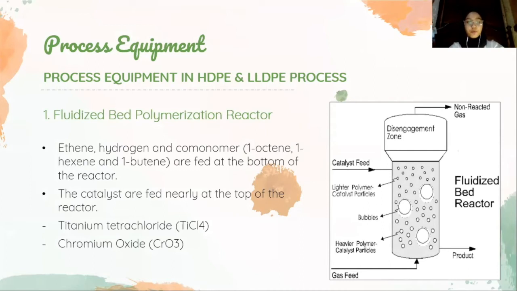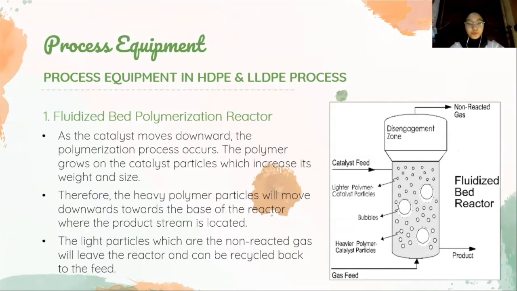In the fluidized bed polymerization reactor, the ethane, hydrogen, and comonomers such as 1-octene, 1-hexene, and 1-butene are fed at the bottom of the reactor. The catalysts are fed near the top of the reactor and usually use titanium tetrachloride and chromium oxide. As the catalyst moves downwards, the polymerization process occurs. The polymer grows on the catalyst particle and will increase its width and size.